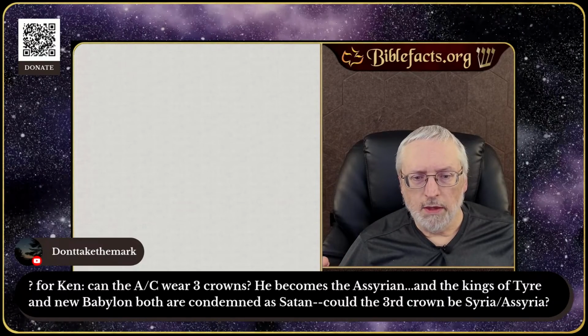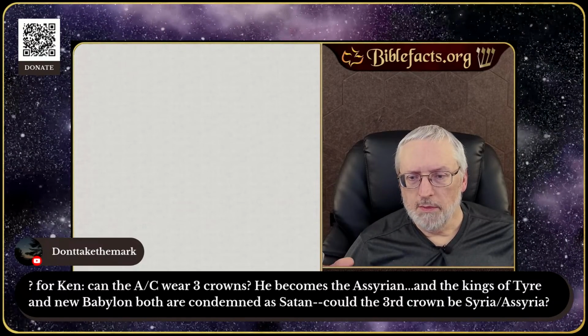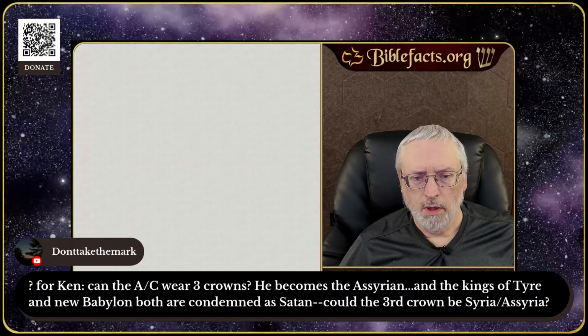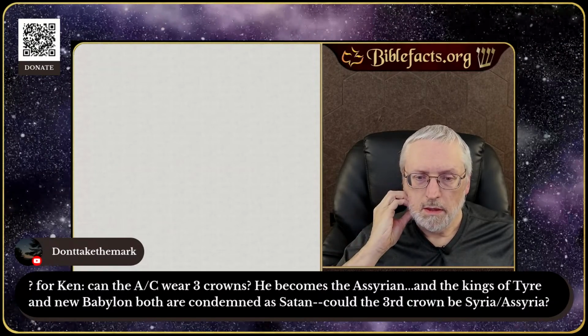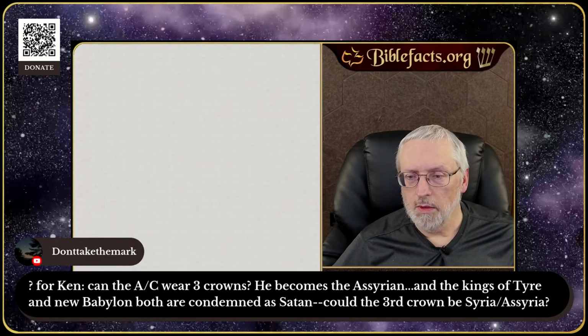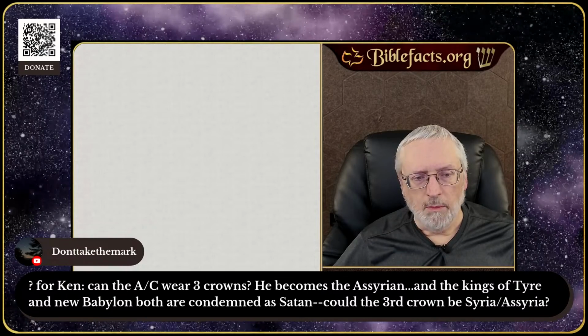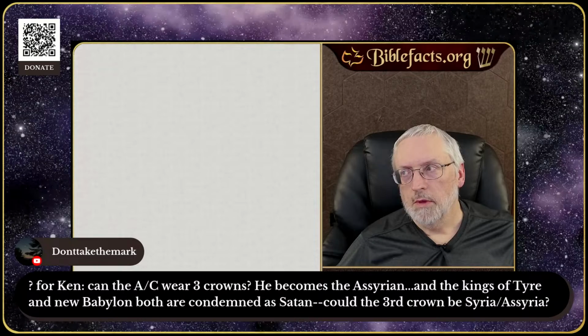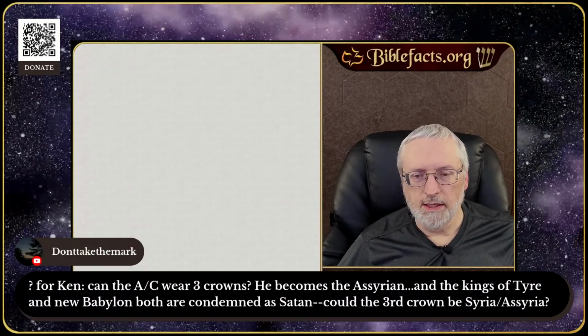Can the Antichrist wear 3 crowns? He becomes the Assyrian, the kings of Tyre and New Babylon both are condemned as Satan. Could the 3rd crown be Syria or Assyria? I'm not sure. If you're talking about the 3 crowns in Gad, that's an interesting idea.